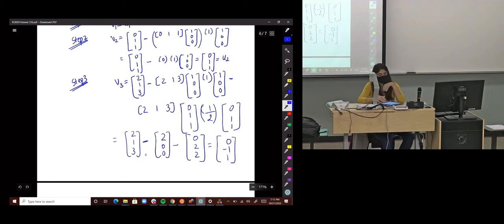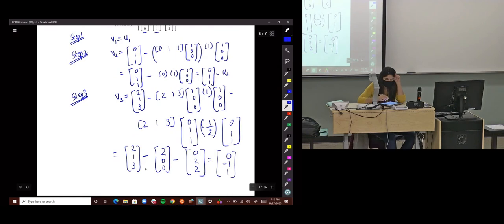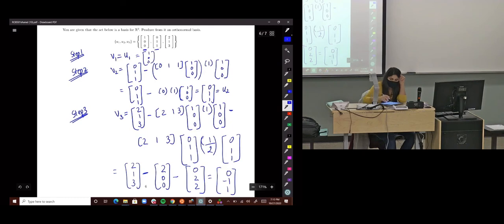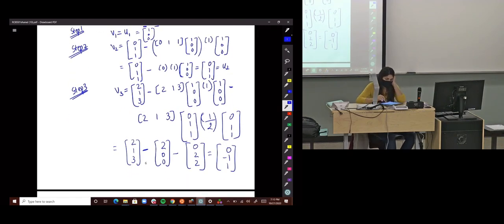Now we can check. This V1 is the same as U1, 1, 0, 0. Is V1 dot V2 equals 0? So 1 times 0, 0 times 1, 0 times 1 is 0. Is V2 times V3 equals 0? So 0, 0, this is 1 times minus 1, and then 1 times 1, and that's 0. So we can check that V1 is orthogonal to V2, V2 is orthogonal to V3, and V1 is orthogonal to V3.